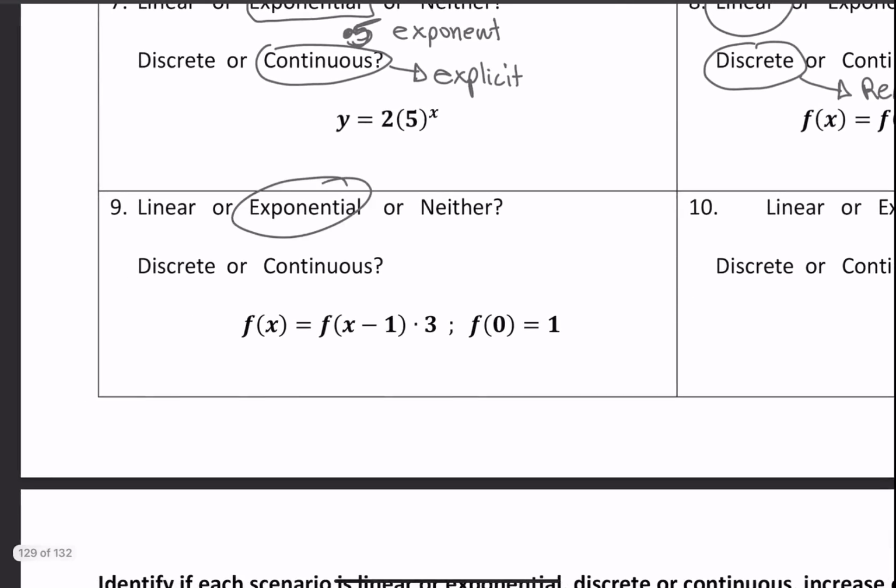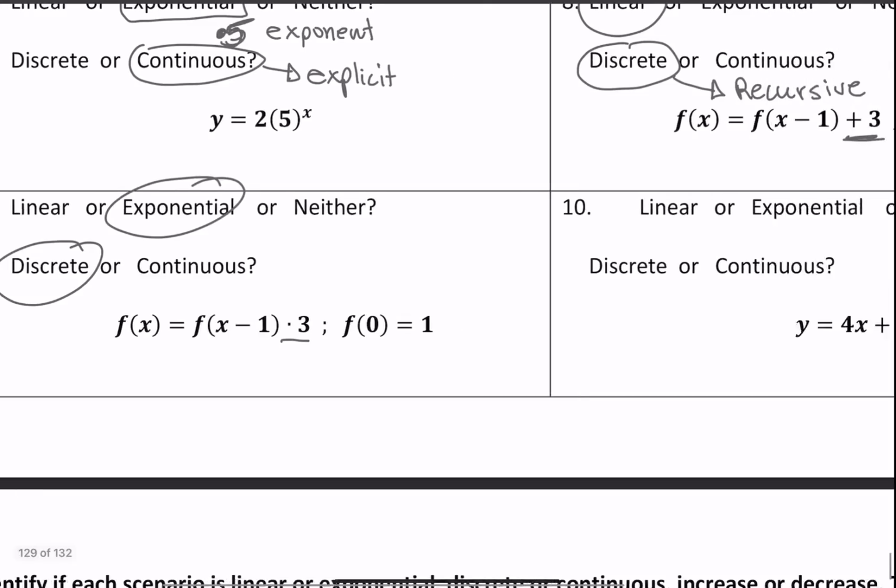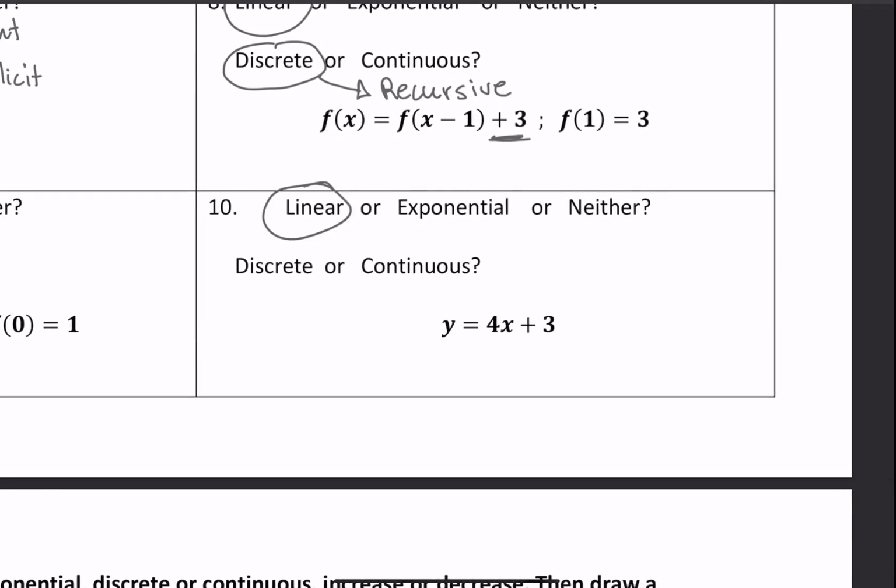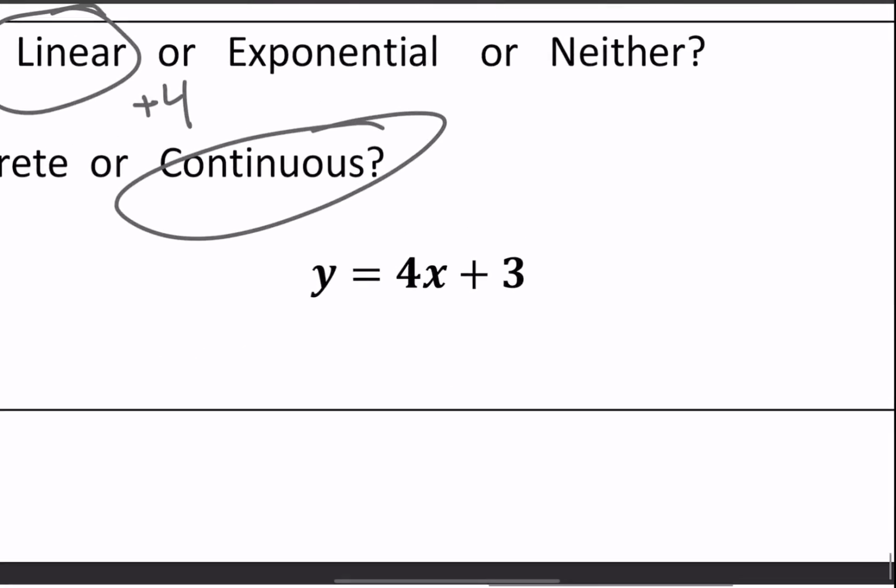The next one is exponential because we're timesing by 3, and then it's discrete because it's recursive. The next one is linear because we are adding by 4, and it's continuous because it's explicit. And yes, it is adding by 4 because remember, the number with the x is the number we add by as we go down our table.